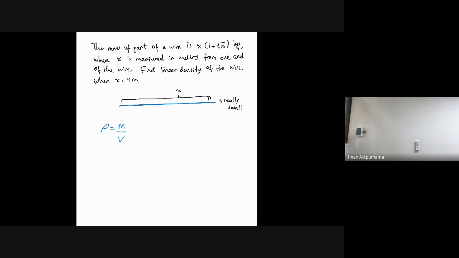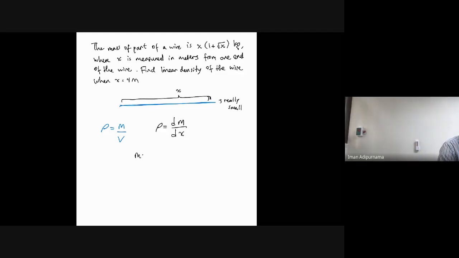Density is mass divided by volume. Linear, so you get the idea. Linear means it's only one axis. So you can say that the linear density is the rate of change of mass by length. So let me write the density is actually dm over dx. That's why I told you, right? Make dx really small.